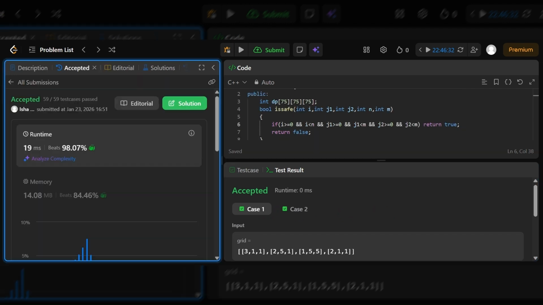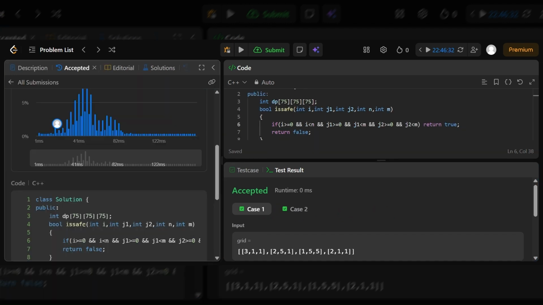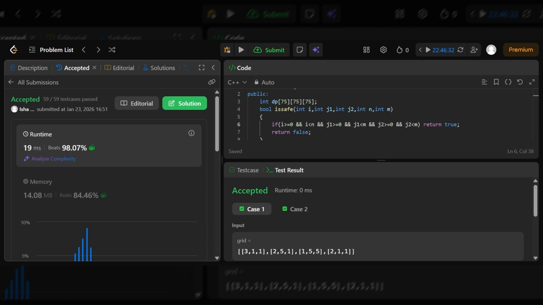Cool. Okay, so here we complete our DP on grid type of questions, and now from the next video I'll be going to start with the string type of questions in the DP, which are again very easy.